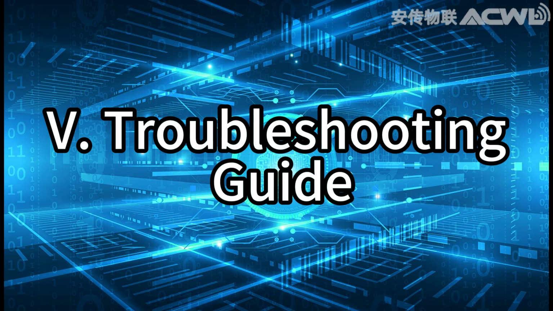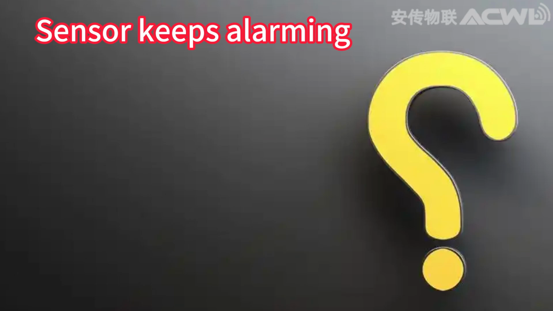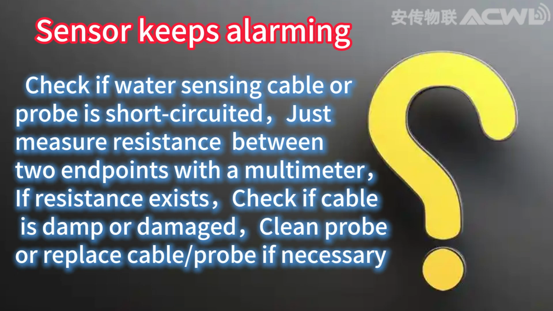5. Troubleshooting Guide. Sensor keeps alarming. Check if the water sensing cable or probe is short-circuited. Just measure the resistance between the two endpoints with a multimeter. If resistance exists, check if the cable is damp or damaged.